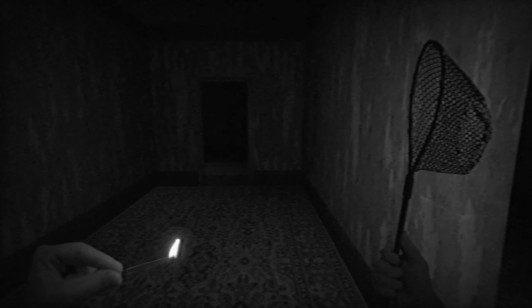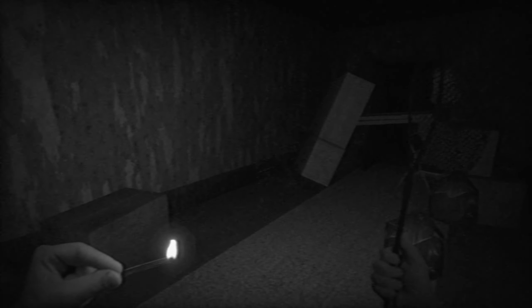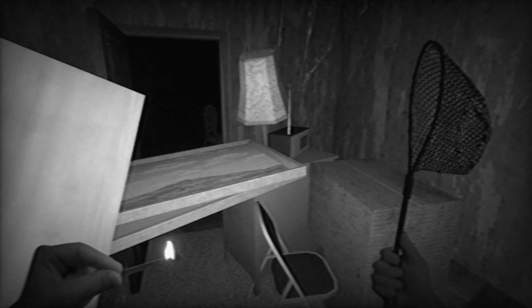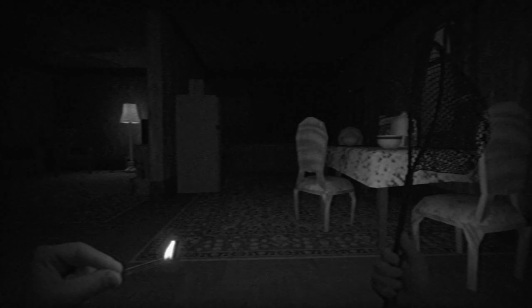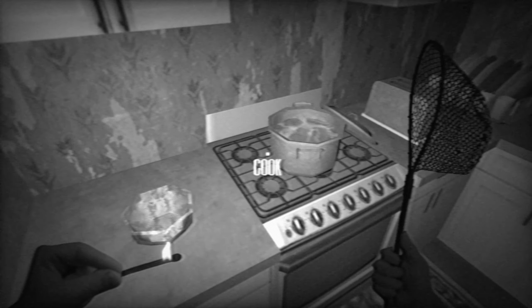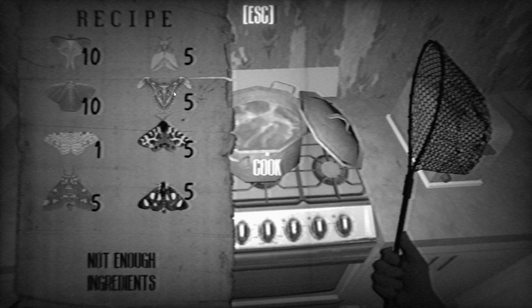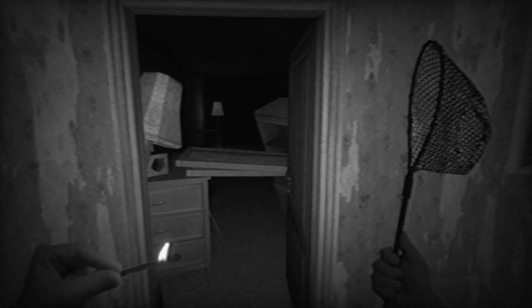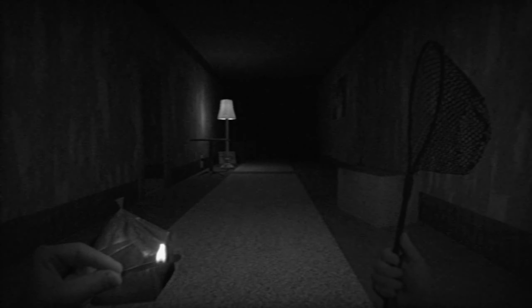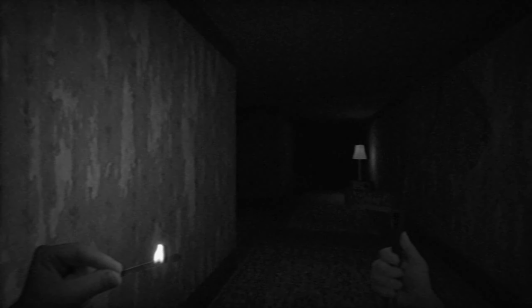We caught a lot of moths. Let's go back to the kitchen and see what we can cook. Not enough ingredients. Okay, I need more moths. Let's just go and catch everything we can.